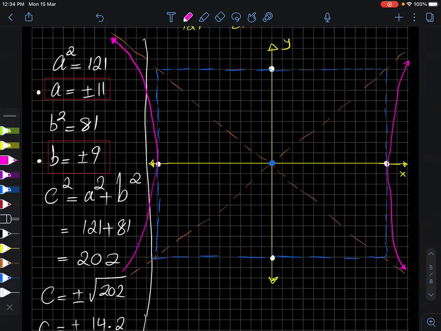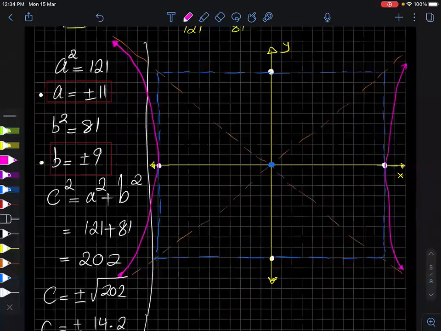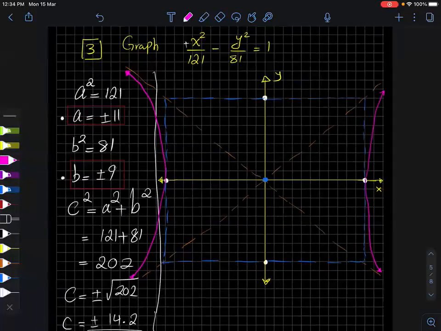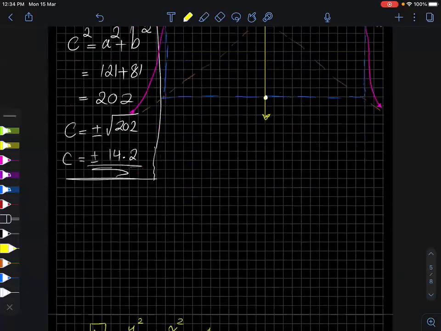Here the hyperbola opens left and right, and we have the foci at 14.2 and negative 14.2. Where's 14.2? Here is 11, 12, 13, 14.2. Here, F1. And negative 14.2 is here, F2. Okay, so this is your graph.